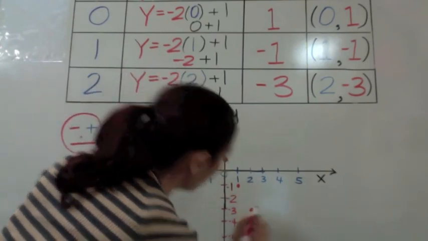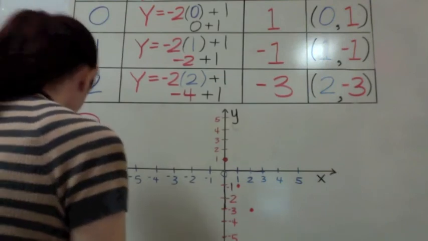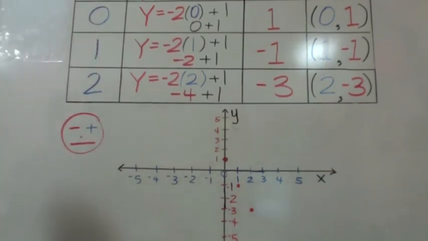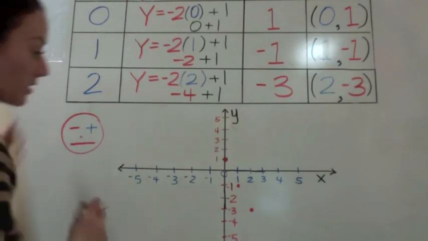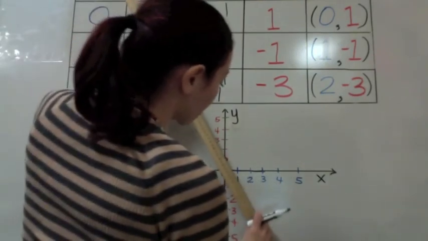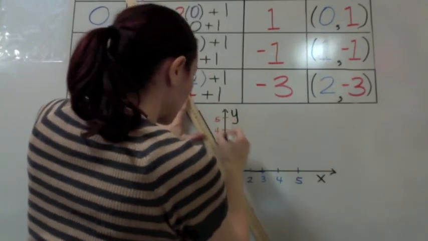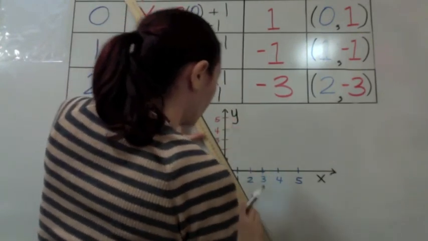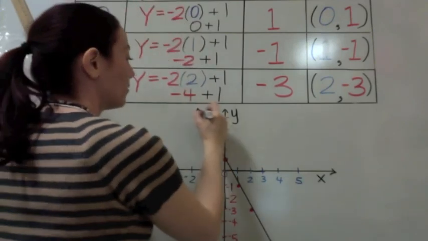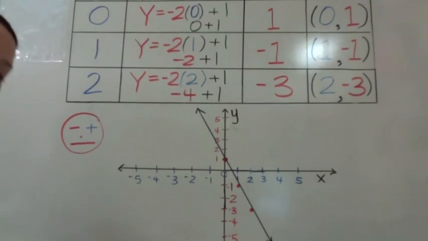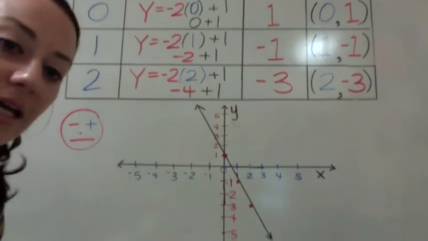Now, this is where it becomes really important to use a ruler or some sort of straight edge, because you're going to see that this line is pretty steep. Okay? So we're going to connect the points to make a line. Make sure you add arrows in both directions to show the line goes on forever. Go ahead and get that down.